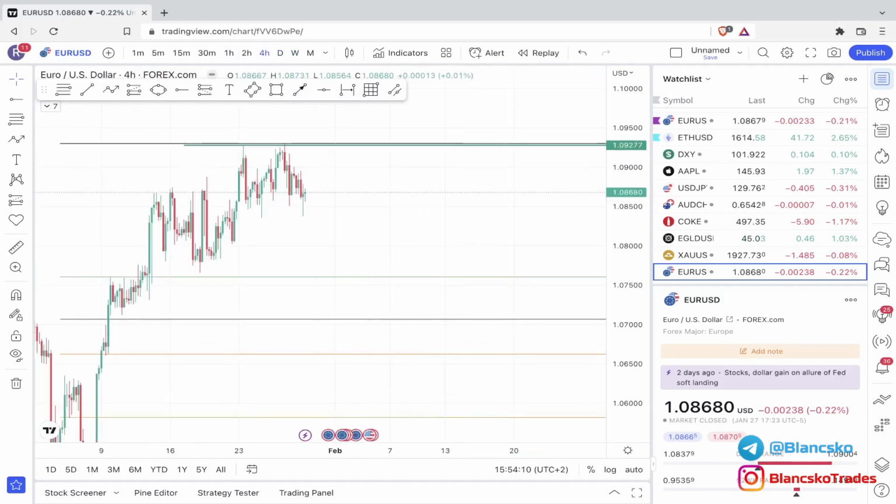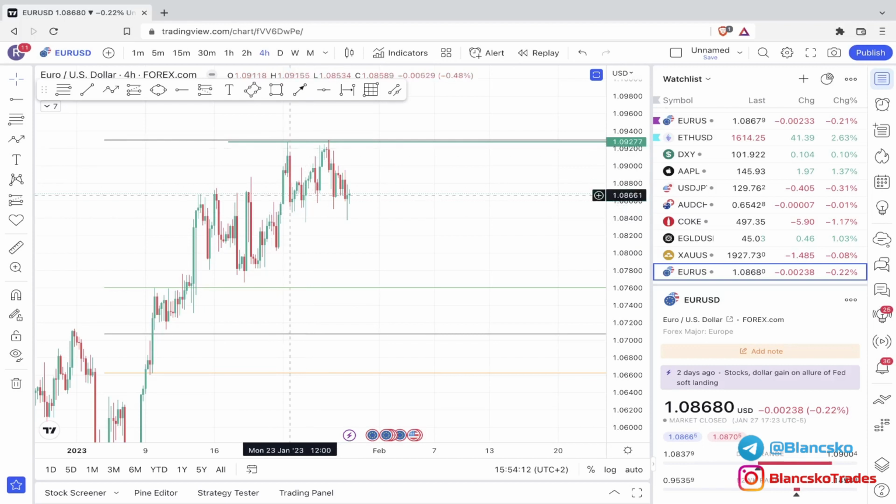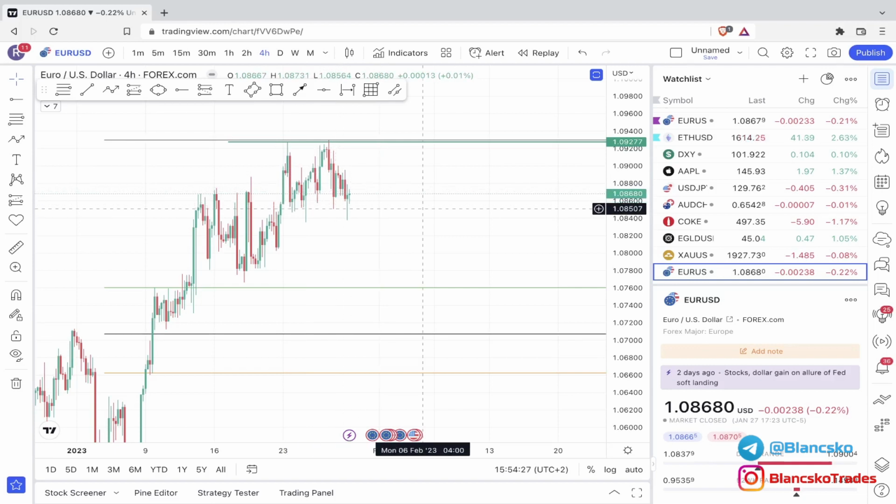So on the H4, we can see that we trended to the upside. We had our most recent higher high here. This was the most recent higher low, and we can see that we broke it right here, but the structure isn't really that clear, I would say. And now it could have a retracement.